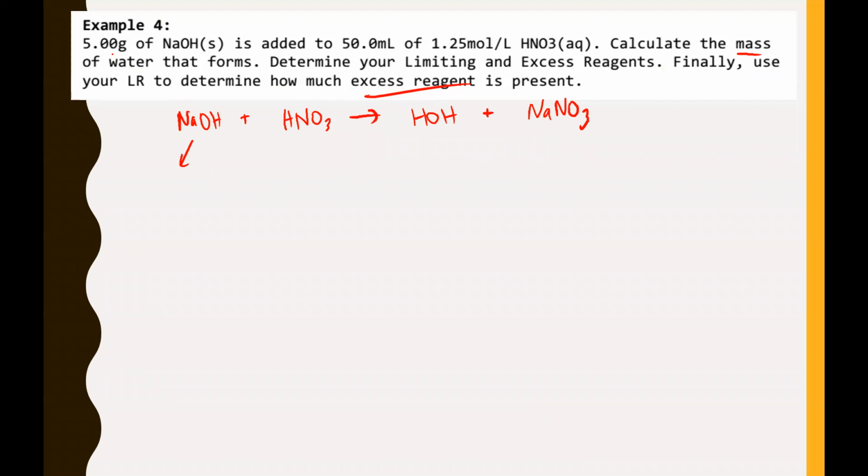NaOH, we have 5 grams of it. In order to figure out how many moles, we need to use the molar mass of NaOH. So find the molar mass of Na, which is 22.99, plus the molar mass of oxygen, which is 16, plus the molar mass of hydrogen, which is 1.01.